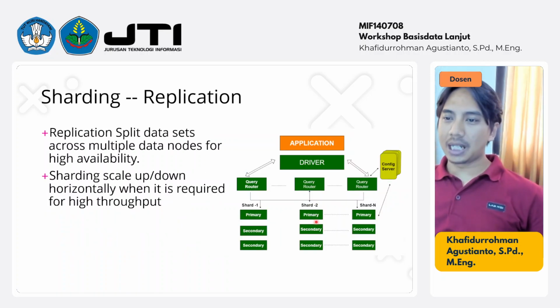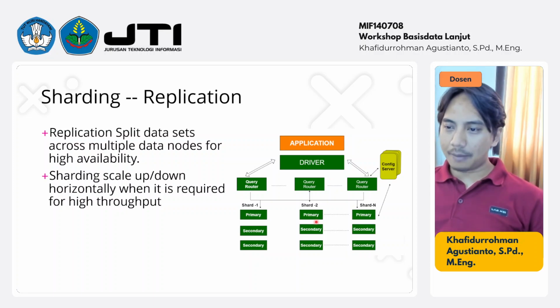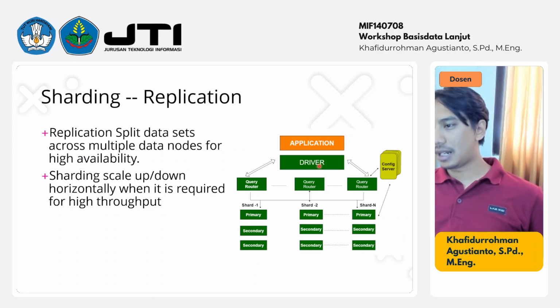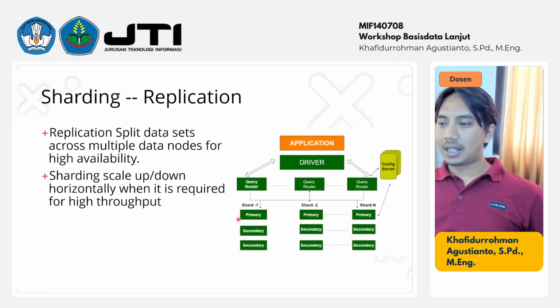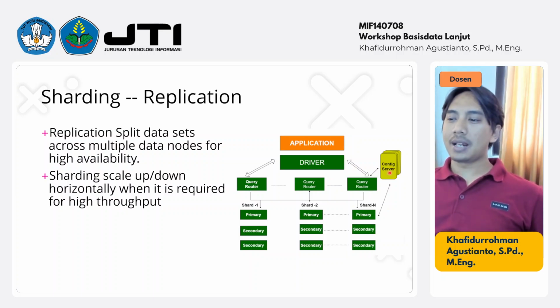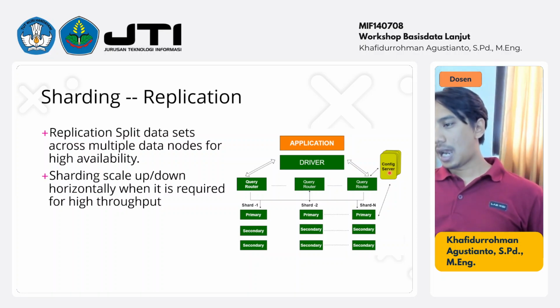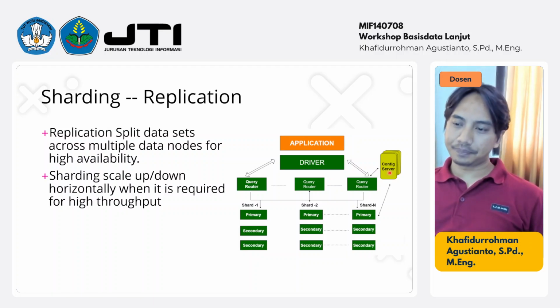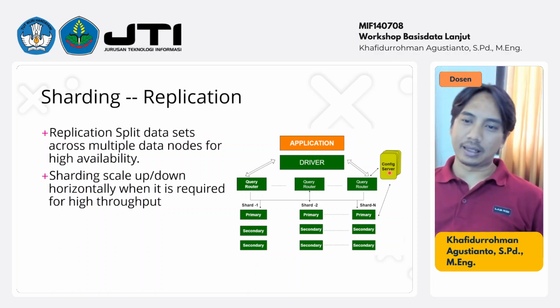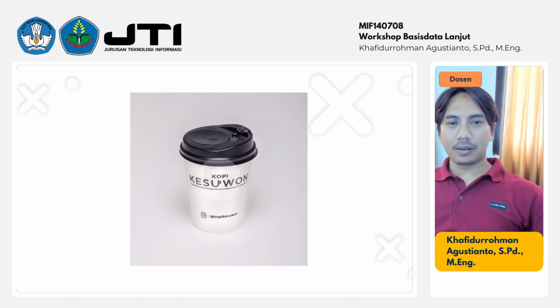Sharding and replication. Replication copies the data set across multiple data nodes for high availability. Sharding scales up or down horizontally when required for high throughput. Sample application, then driver, then query router, then shard 1, 2, up to shard n. Then the primary, secondary, and etc. There is a config server. So you can split into more nodes and also more shards to gain speed in reading or writing the data. Okay, thank you very much.